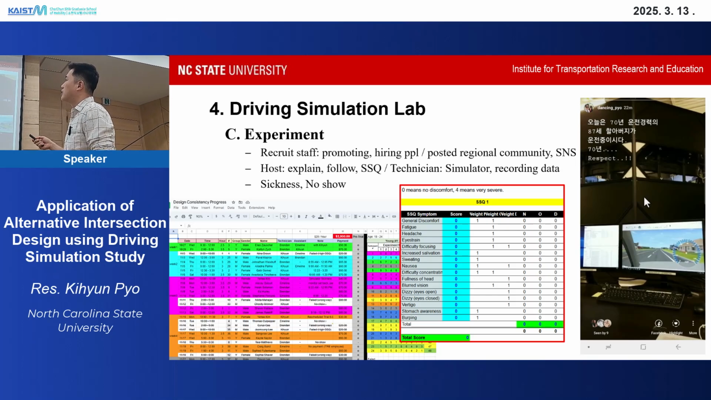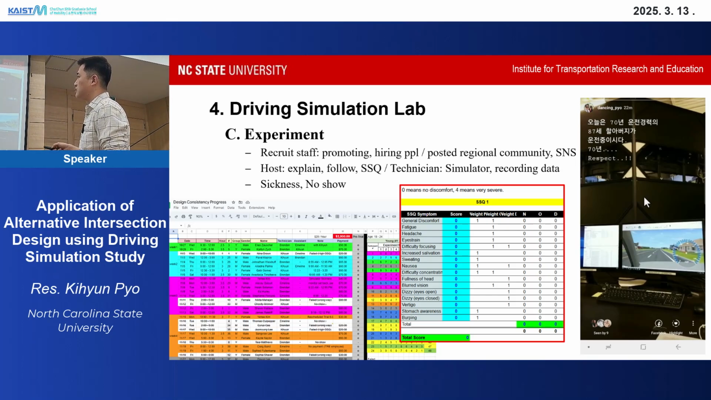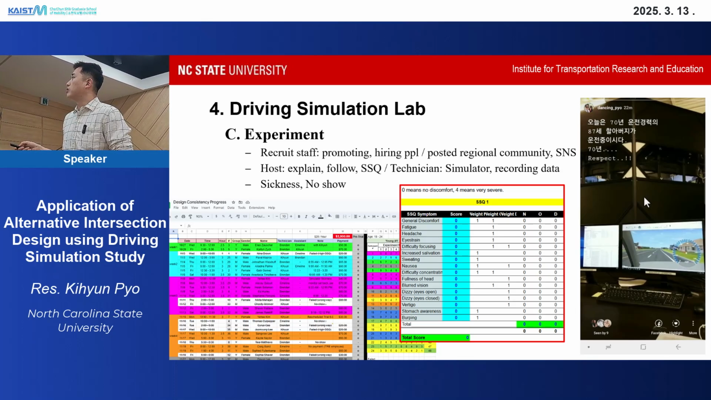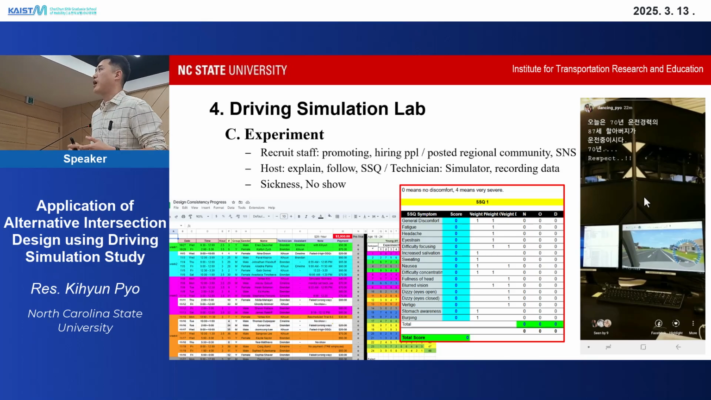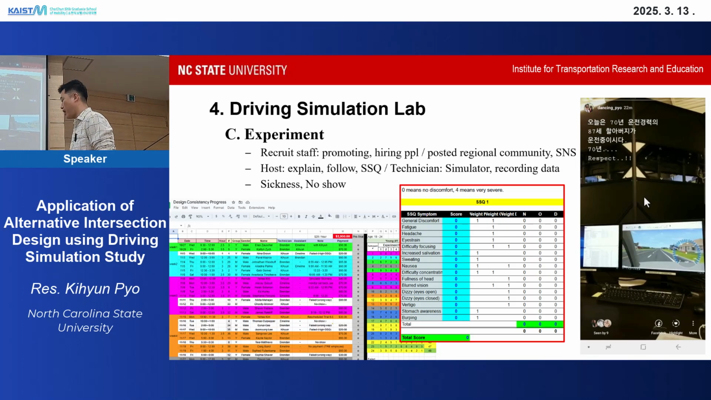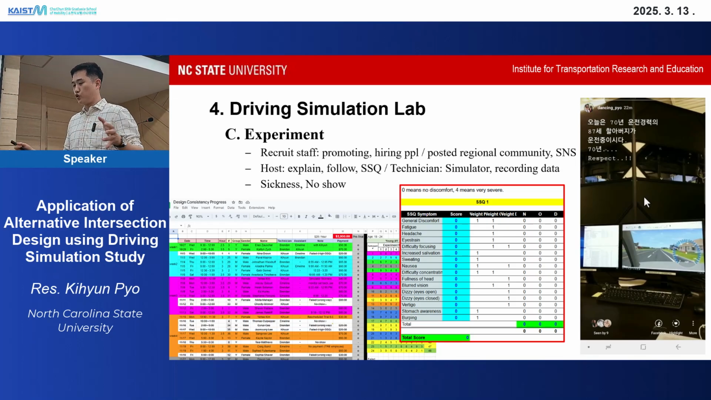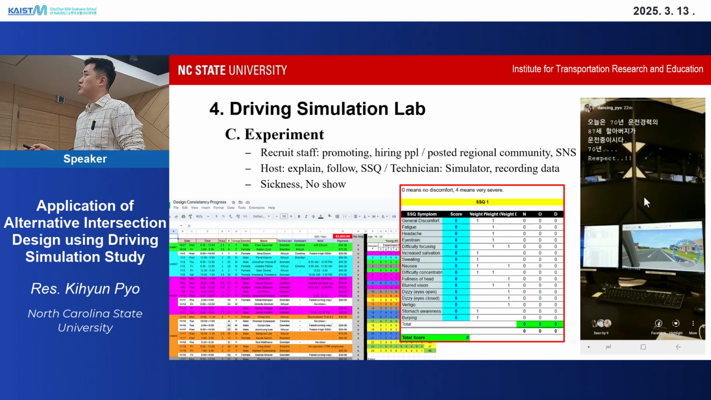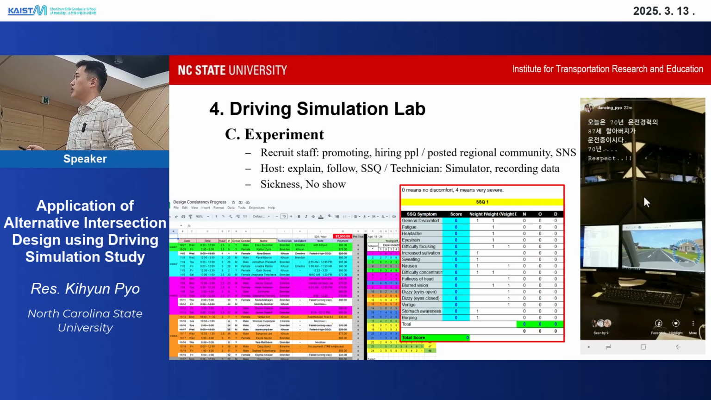Experiment. As you can see, this seat is the experiment seat. In order to do this, we had to recruit. We have one staff member, Hillary, who focuses on promoting and hiring people. In order to hire various kinds of people, male, female, and each age group, she posted in all possible ways: the regional community, notice boards, and social network services.